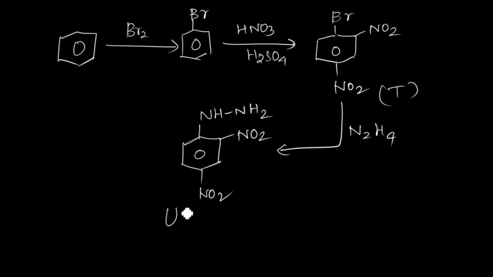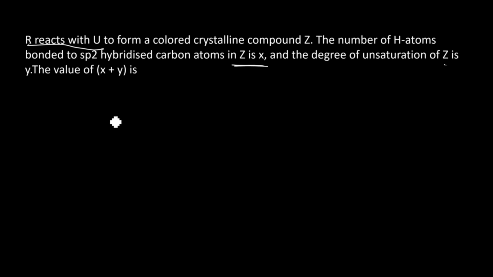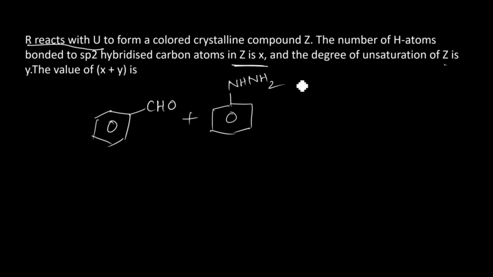This is our U. So the question is: R reacts with U. R is benzaldehyde, which reacts with U, that is having NH2, to give a crystalline compound Z. The number of hydrogen atoms bonded to sp2 hybridized atoms in Z is asked. Okay, so here we need to know what Z is.